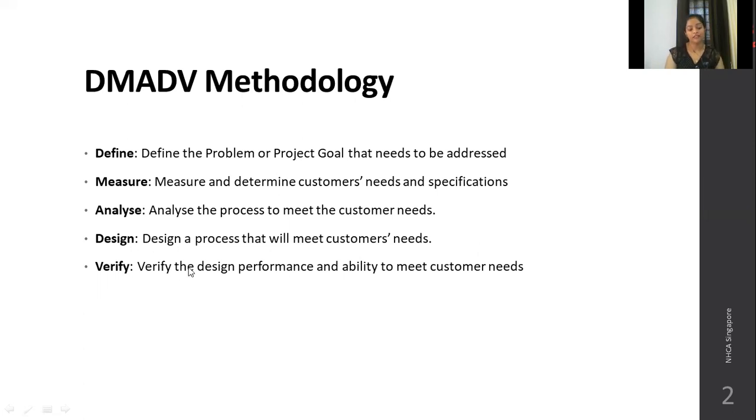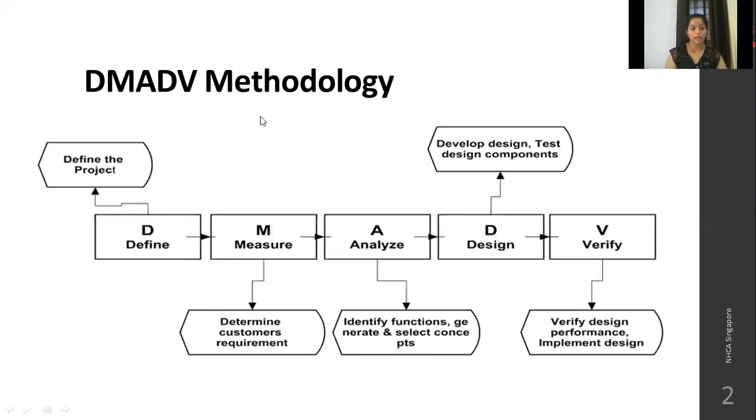And then verify the design performance and ability to test this. After designing a prototype, when you introduce it to the customers, check their feedback, how they are responding to the new design, and accordingly any other changes have to be made. You have to again do the changes. If no changes are required, you can continue with the new design. So that is the DMADV methodology of Six Sigma.